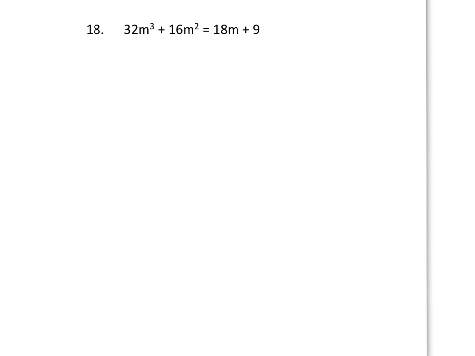When we do that, I'm going to bring down the 32m cubed and the 16m squared. And remember, when you move a term from one side of the equation to the other, its sign changes. So when I move this over, it's going to be a negative 18m and a negative 9. So we'll write minus 18m minus 9. And since I moved everything away from the right-hand side of the equation, that's equal to 0.